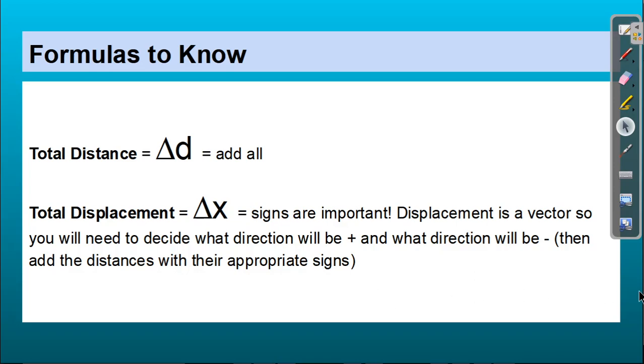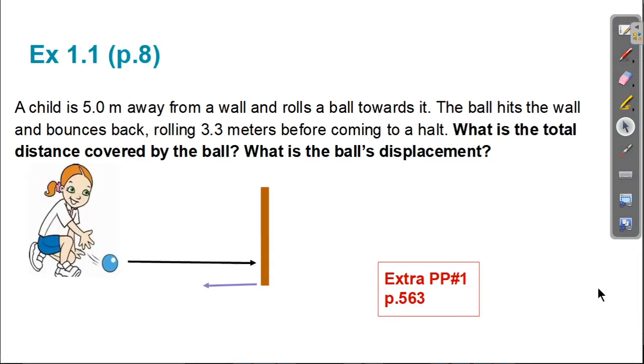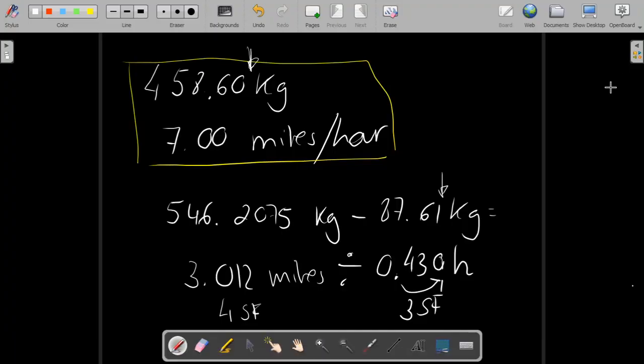Okay? Here we go. Let's see how this works. Let's put it all together in our heads. Example 1.1 on page 8 in your textbook. It says a child is 5 meters away from a wall and rolls a ball towards it. The ball hits the wall and bounces back, rolling 3.3 meters before coming to a halt. What is the total distance covered by the ball, and what is the ball's displacement? So let's get started. How do we do this?